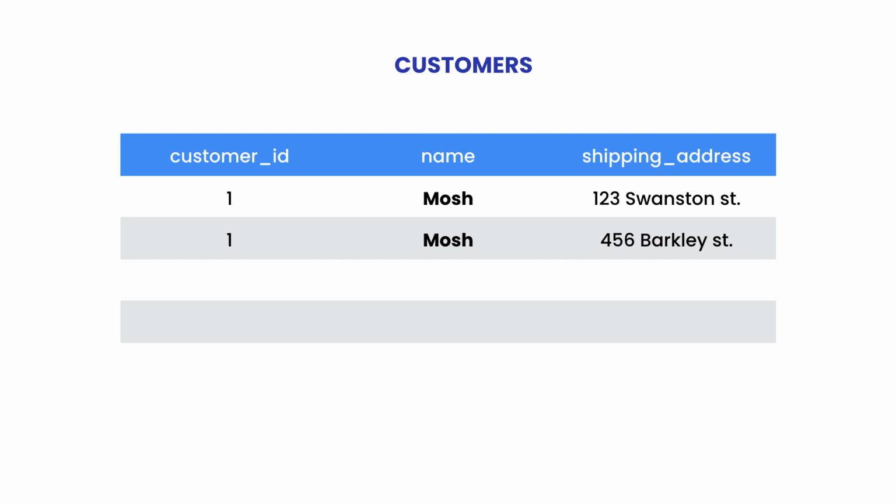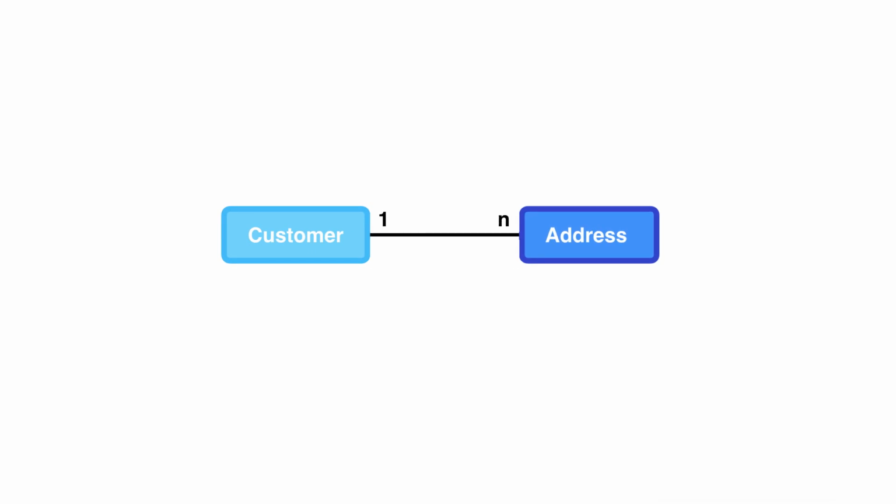That's bad. How can we solve this? Well, first we need to think about the logical entities and their relationships here. We have 2 entities, customer and address, and there is a one-to-many relationship between these 2 entities. A customer can have many shipping addresses, but a shipping address is for one and only one customer.